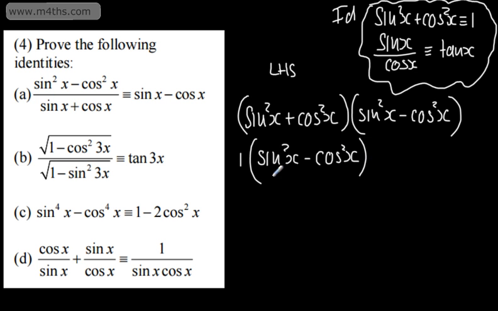Whilst you don't need to be massively detailed in your working, I'm going to put this. I don't want to lose marks. This would be a 3 or 4 mark question. I want to show the examiner, but I know this is 1. So what I've got then is sine squared x minus cos squared x.